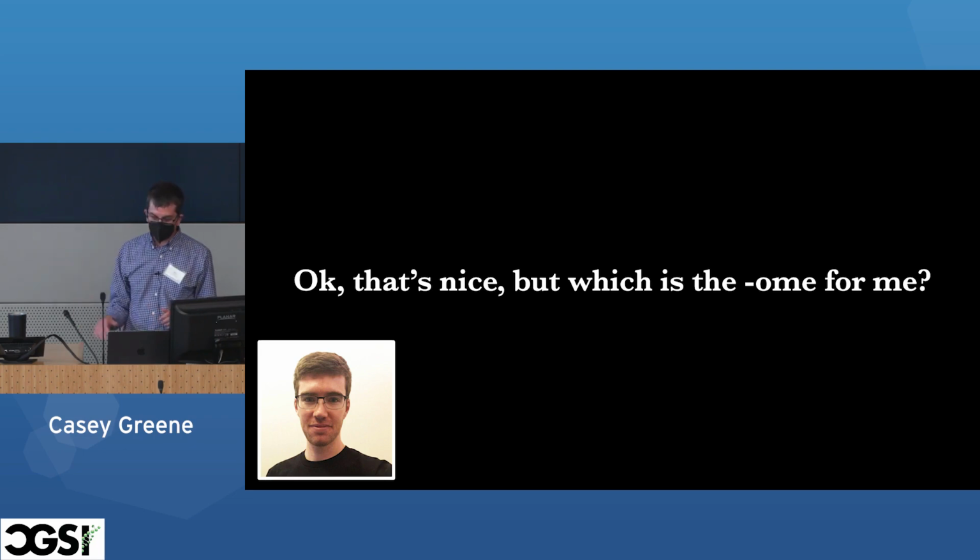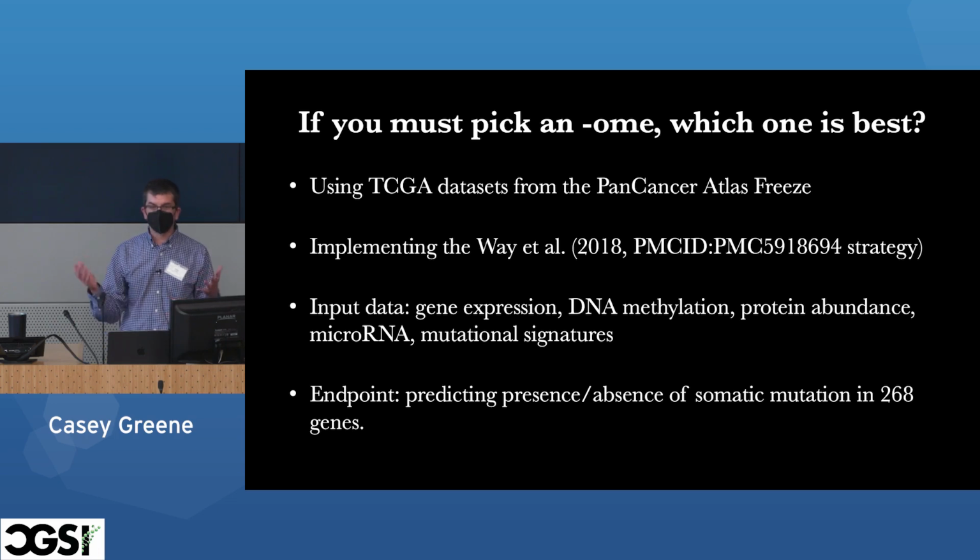So this is a project that Jake Crawford, who is a PhD student in the lab, was working on. And really the starting point was just this question: if you've got to pick an ome, which one is best? And so in this case, we're trying to understand the effect of somatic variants in cancer omics data sets. We use the TCGA data sets from the Pan-Cancer Atlas freeze in this project. And what we're really trying to do here is just ask which one has the most information to predict somatic mutations in key genes. This was previously published by a PhD student in our group who's now moved on and done a bunch of other interesting stuff.